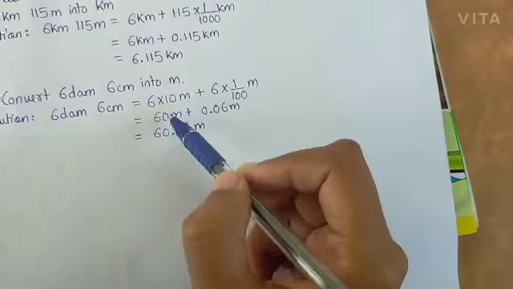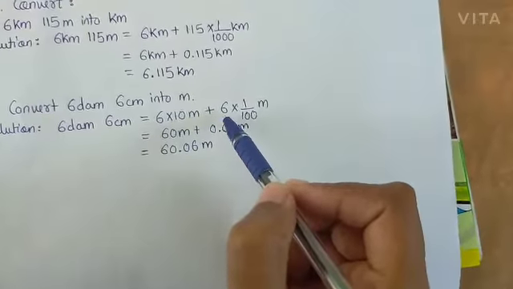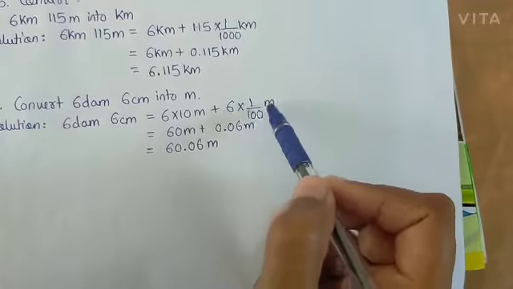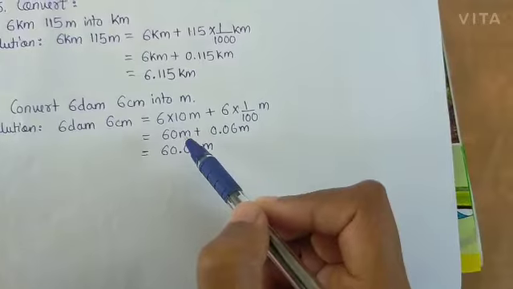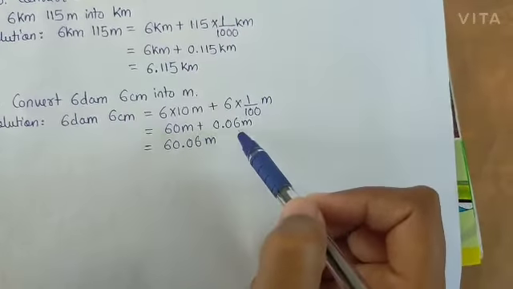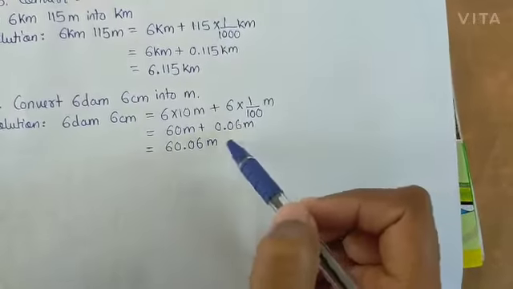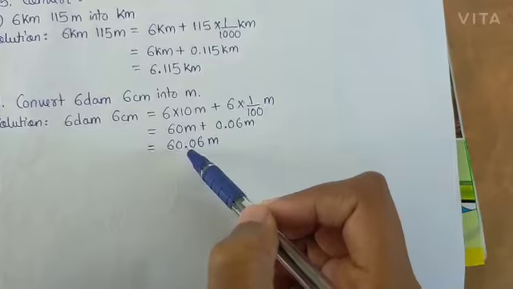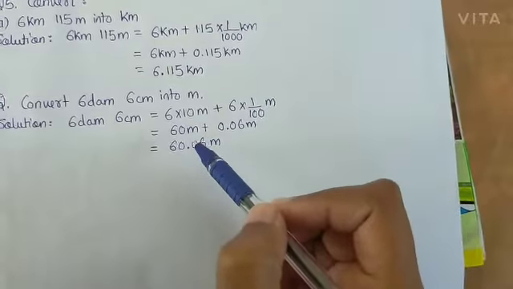6 into 10 equals 60. So we get 60 meter plus 6 upon 100 meter is equal to 0.06 meter. Now here both the units of length are in meter. Now we will add them. 60 meter plus 0.06 meter is equal to 60.06 meter. So our answer is 60.06 meter.